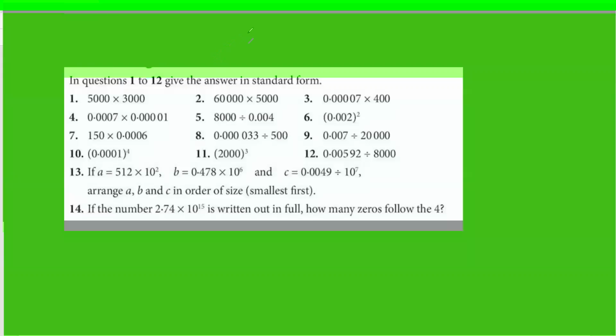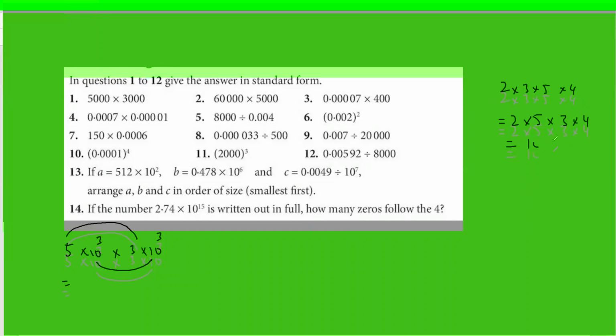Now look at this. This is 5,000 times 3,000. First of all, you should write this as 5 into 10 cube times 3 into 10 cube. When you multiply these two, you multiply these two together and these two together. Like if you have 2 times 3 into 5 into 4, there is no harm in changing their positions. It would still remain the same.